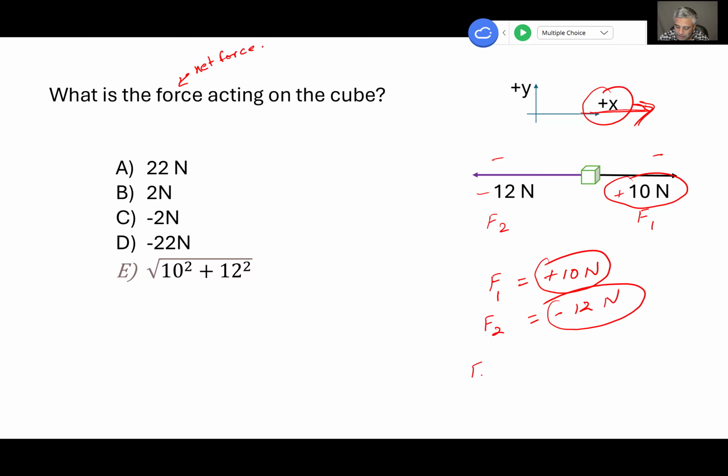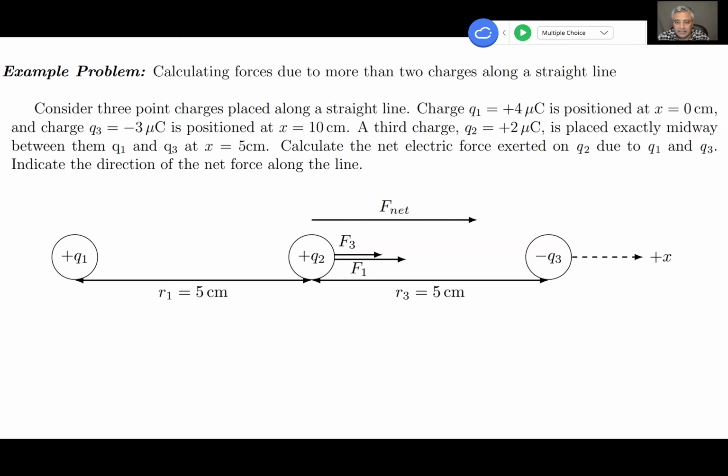So now the net force is the sum of F1 and F2. But one is positive, another one is negative. Positive plus negative is negative. That's why it is negative 2 newtons. So we're going to be using this idea for the problem I have brought here from our note. Okay. So it is done in detail in the note. I have another similar problem, we'll do that. But let's see how it's done here.